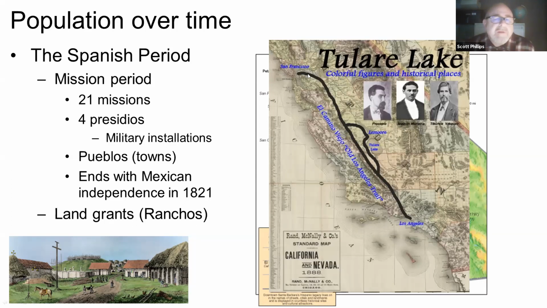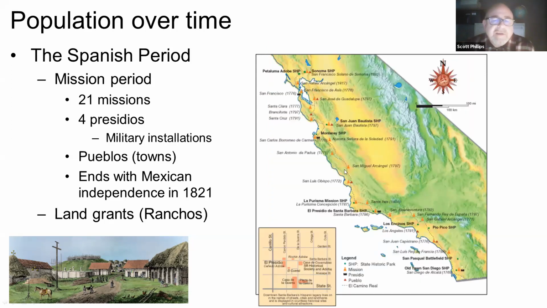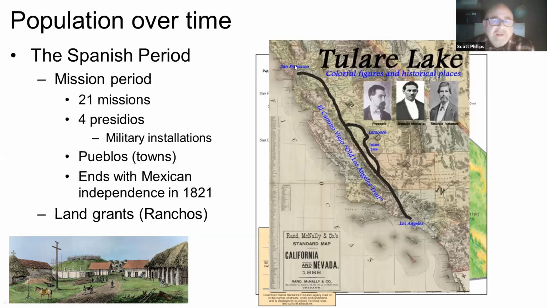Before we go on, one other thing I want to mention is that the missions are connected by El Camino Real. So if you've heard of El Camino Real in California, or the King's Road, that's the road that connects all of the various missions and settlements. But there's also a lesser known road called El Camino Viejo, or the Los Angeles Road.